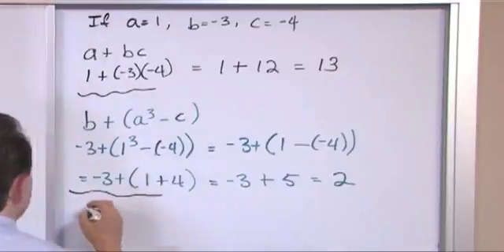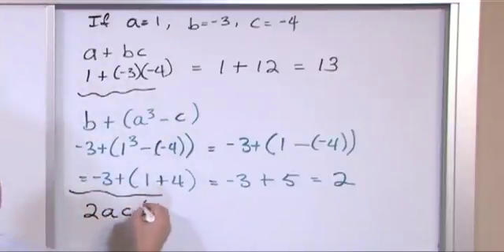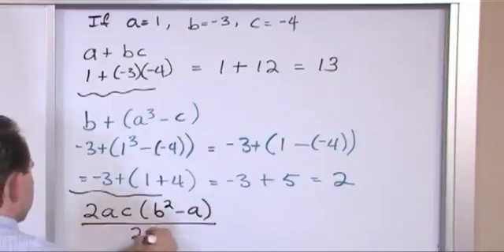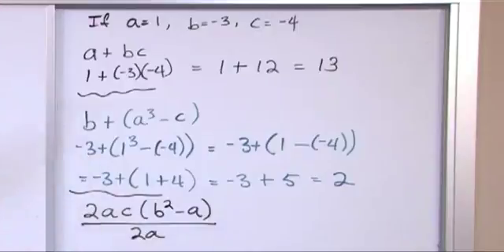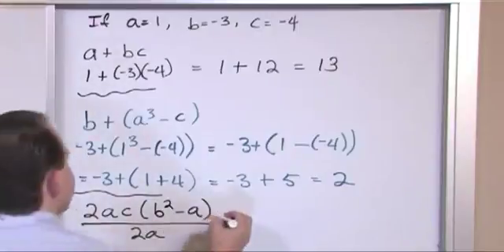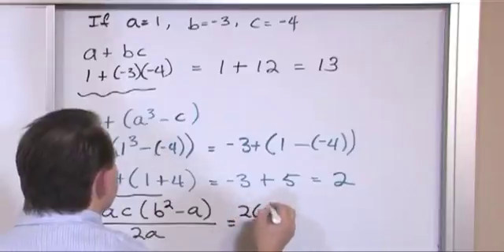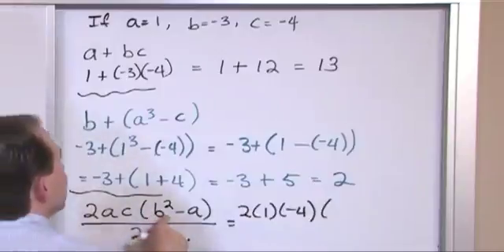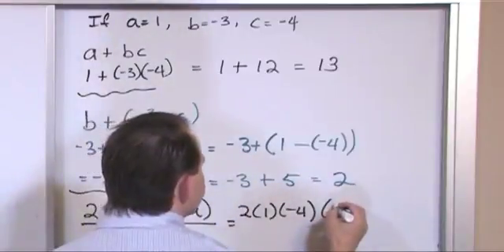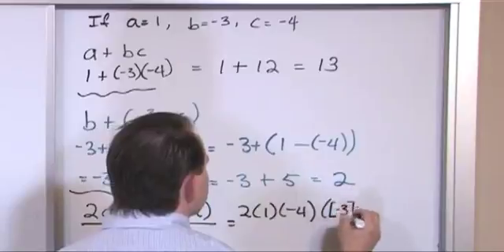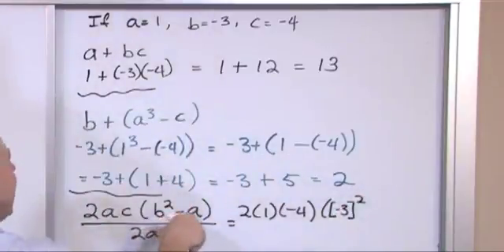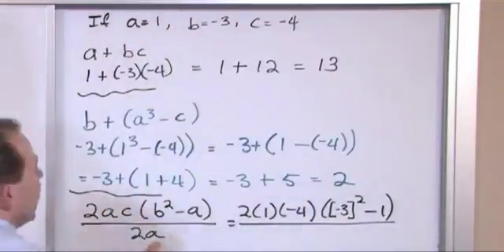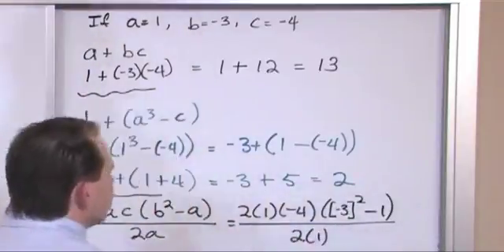Let's do 2 times a times c times b squared minus a, all over 2a. Same thing though. You just plug in what you know. A is equal to 1, so you have 2 times 1 times c, which is negative 4, times, from here, b squared. B is negative 3. So just to make it clear, I put negative 3 squared minus a, but a is 1, so minus that. All of this stuff is divided by 2 times a, which is 1. So that's what you're left with.